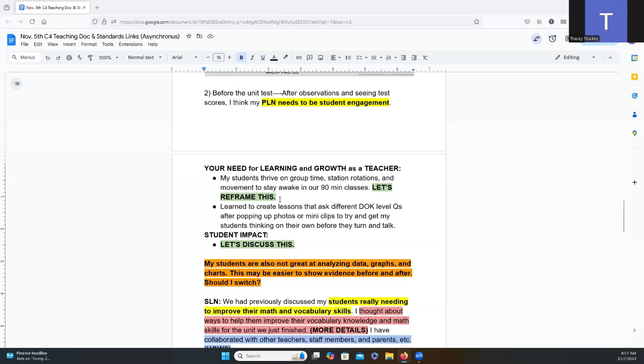And I took this, by the way, everybody, I took all of this from what Kristen sent me. And again, from the assessor mindset, I'm bulleting. I'm trying to organize things so I can try to figure out what she's working on. She said, I learned to create lessons that ask different DOK level questions after popping up photos or mini clips to try and get my students thinking on their own before they turn and talk.